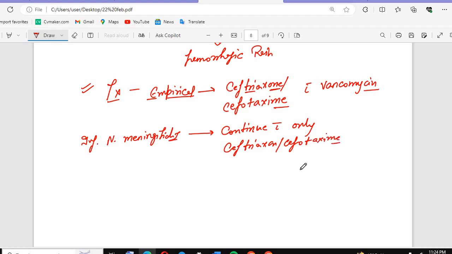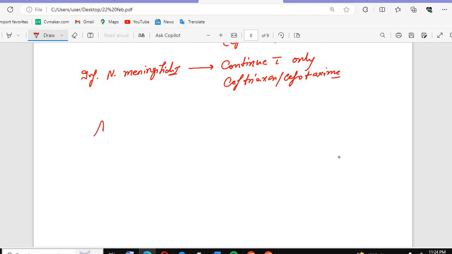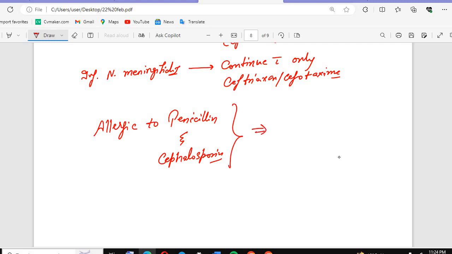But if the patient is allergic to penicillin or cephalosporin, in that condition we can give chloramphenicol, or we can give moxifloxacin. Moxifloxacin we studied for the respiratory tract; here we are studying it for Neisseria as well.